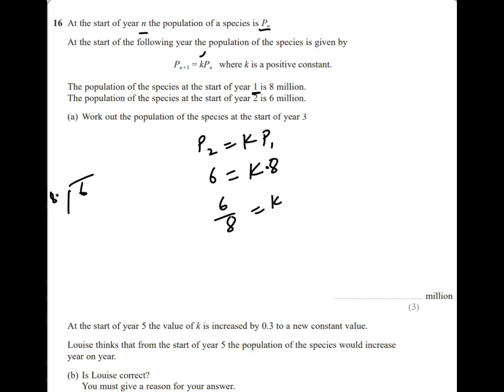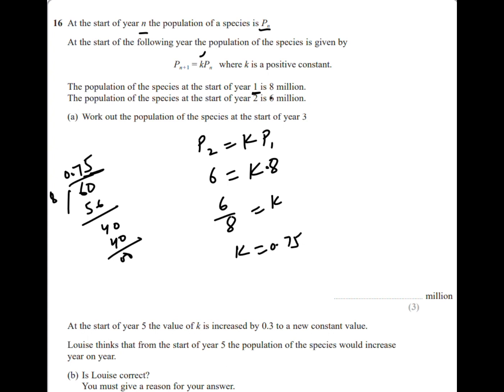Because 8 can't go into 6, we are going to add a 0. When you add a 0, you put a decimal on top. 8 times 7 is 56. Then you've got 4, 8 times 5 is 40. Of course, you're going to add a 0 as well, so 40. So 0.75. K equals 0.75.